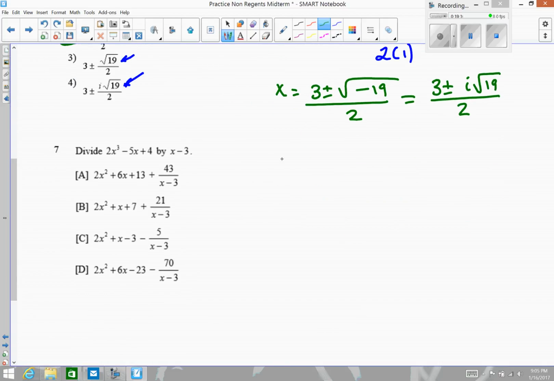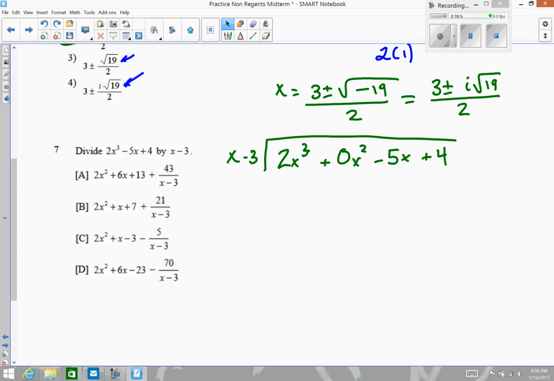We have 2x squared minus 2x cubed minus 5x, but I am missing any x squared terms. So I'm going to put in a placeholder there, move this over, and then go ahead and fill in 0x squared, and then my minus 5x plus 4. I want to divide all of this by x minus 3.